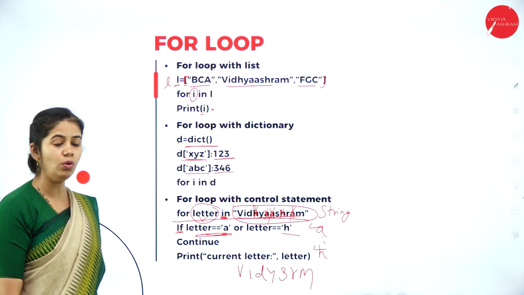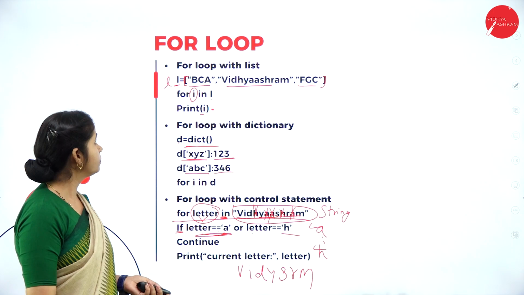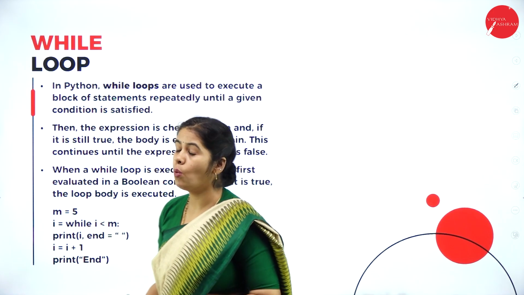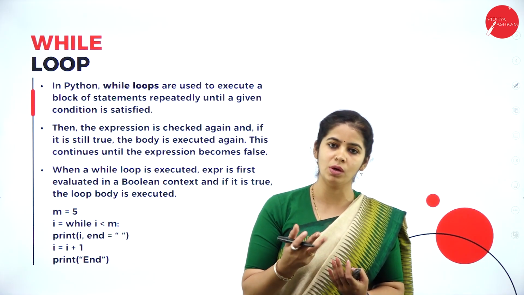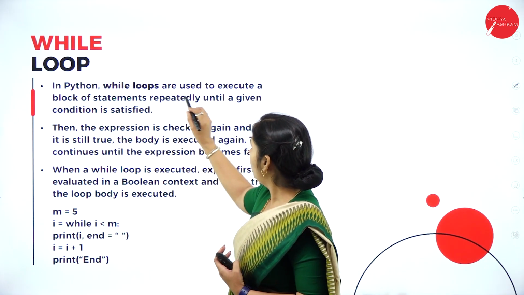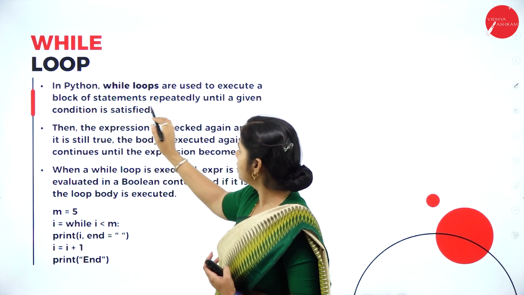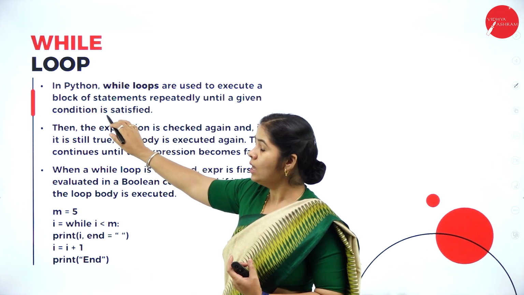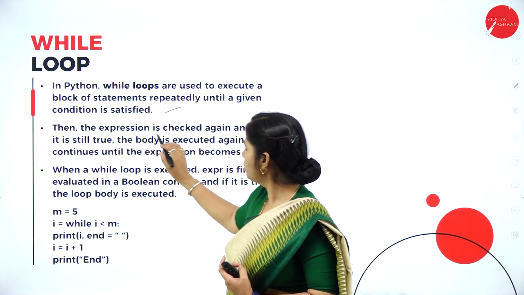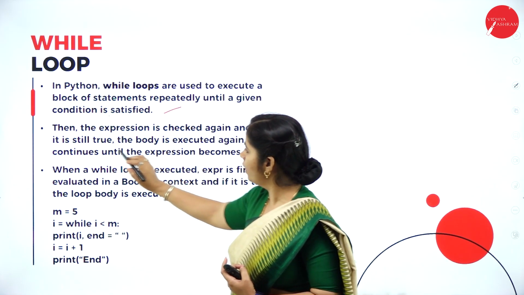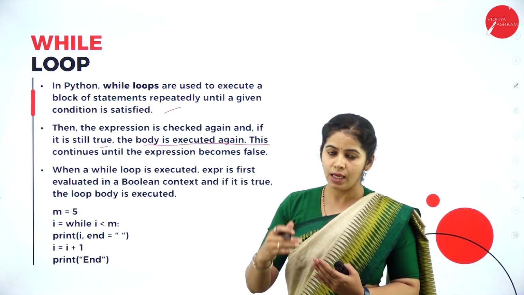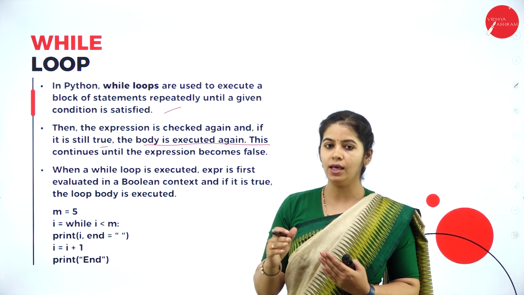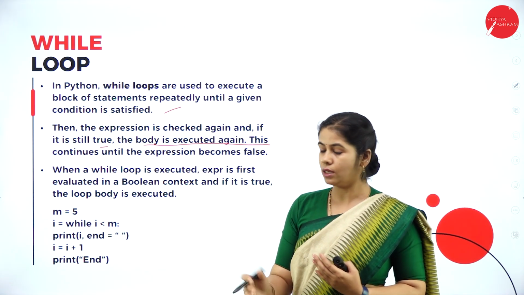This much is going to print. Okay. Then what we have is the while loop. What is a while loop? A while loop also provides iteration over some condition. The Python while loop executes a block of statements repeatedly until the given condition is satisfied. Then the expression is checked again, and if it is still true, the body is executed again. Each time, it is going to check the condition until the condition fails.